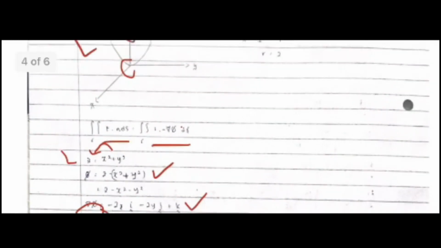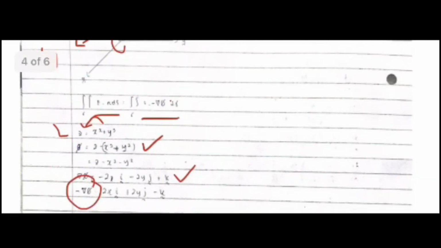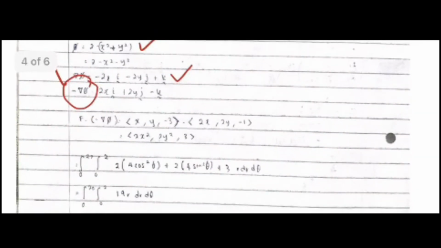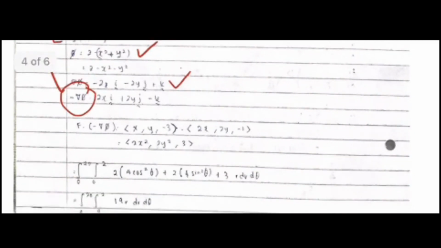And next, we need to find the divergence of phi. Then why is it negative here? Because from the paraboloid, we get a downward normal vector. So when it is downward, it will be negatively oriented. So that is why the negative is here. So from this formula, we need to find the dot product of f dot divergence of phi. So the dot product is here.